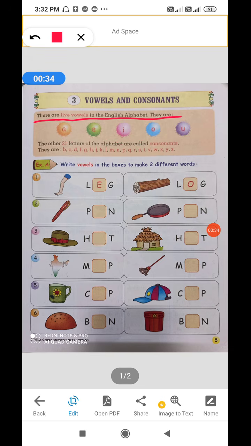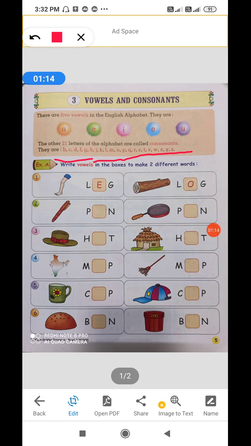Okay students, the 5 alphabets are vowels. The other 21 letters of the alphabet are called consonants. They are B, C, D, F, G, H, J, K, L, M, N, P, Q, R, S, T, V, W, X, Y, Z. Students, you have to keep just one simple thing in your mind.